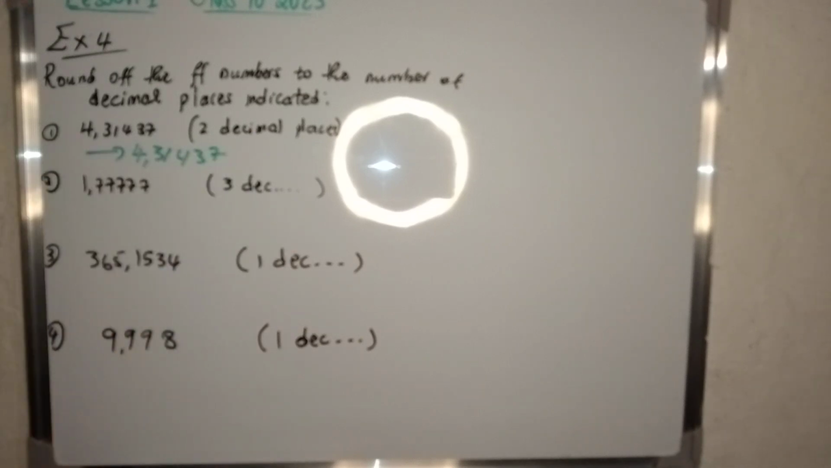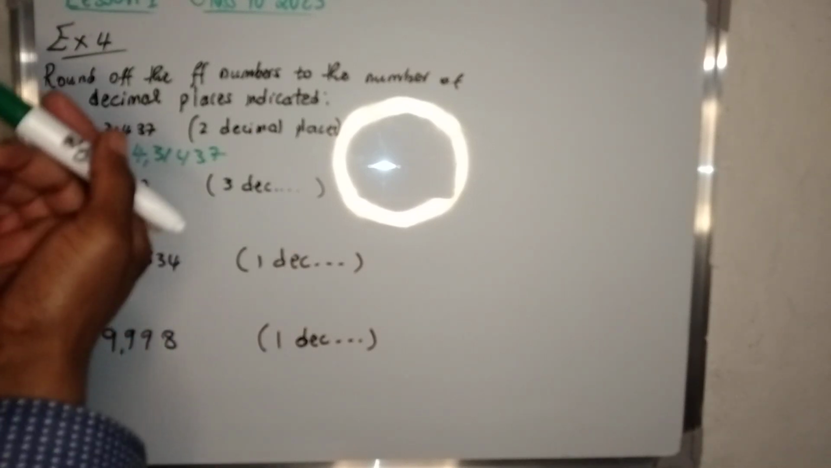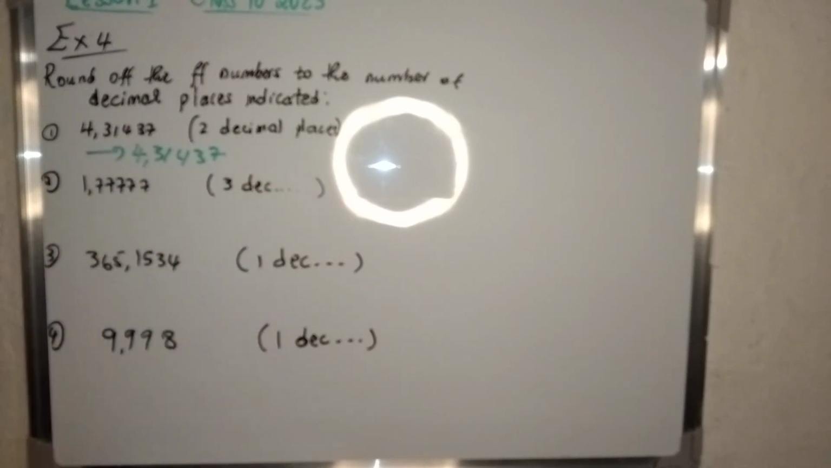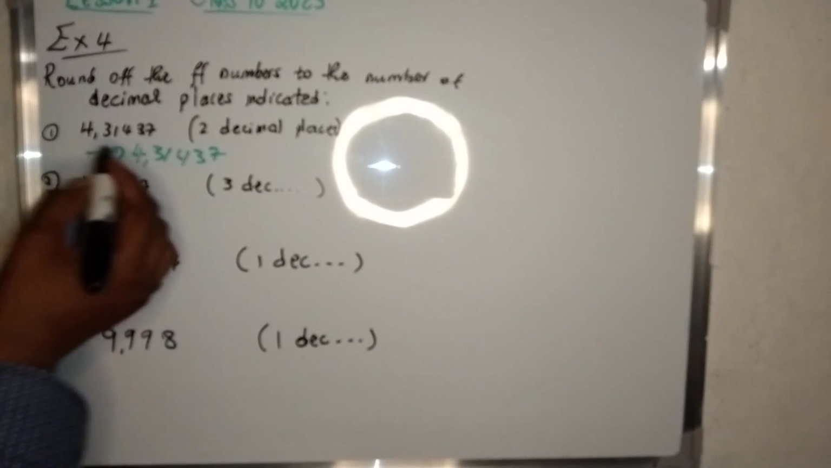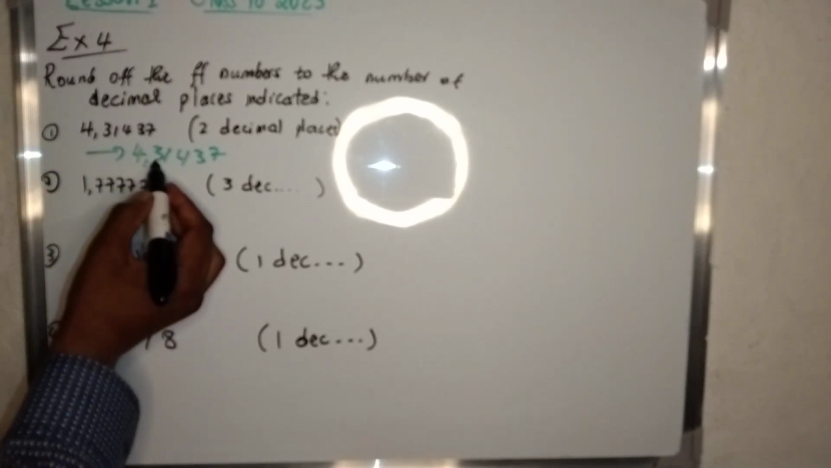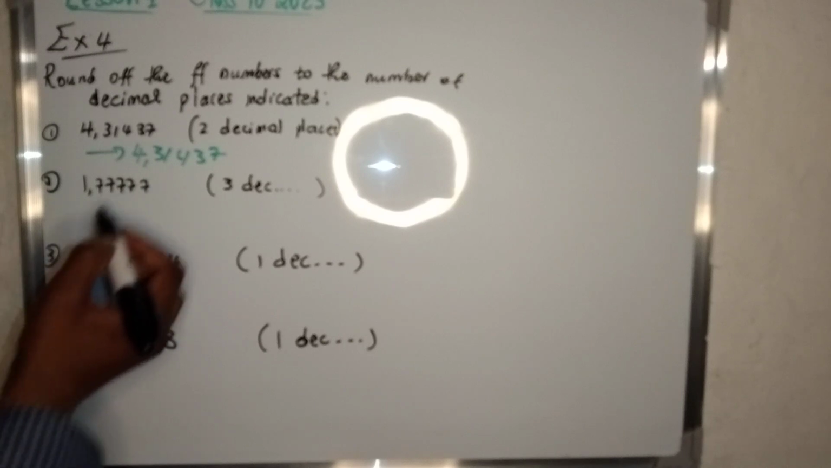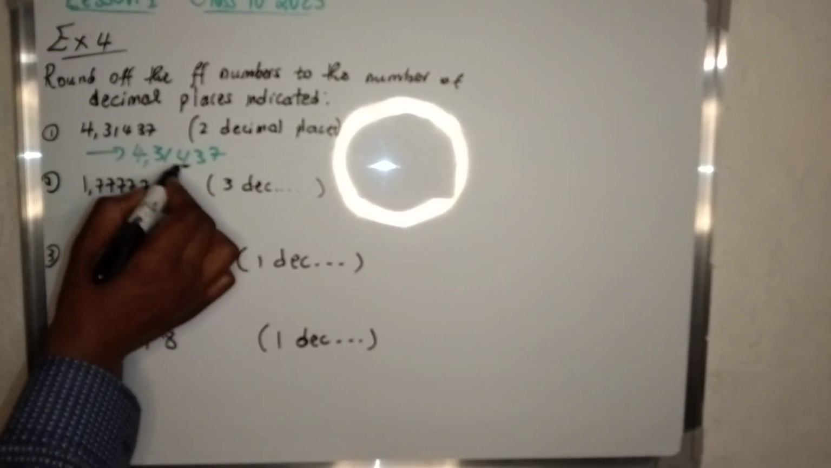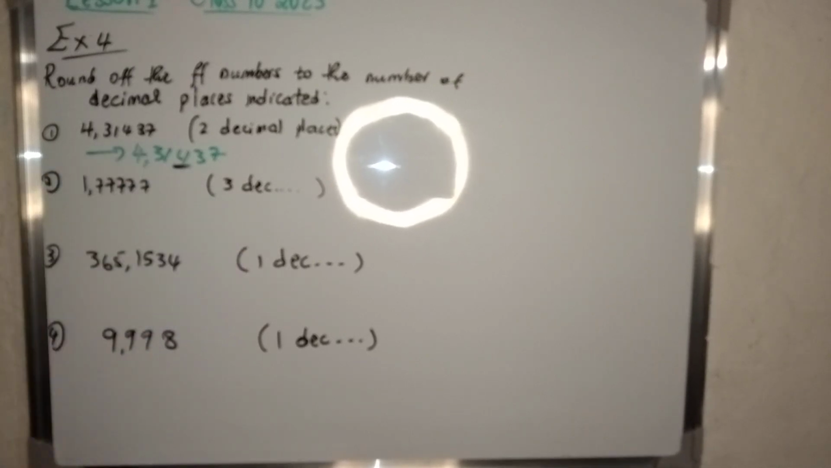This is what is given to us. Now when they say round off to 2 decimal places, what do you do? After the comma you count 3 digits. 1, 2, 3. That is the third one. In the third digit is where you are going to round off.